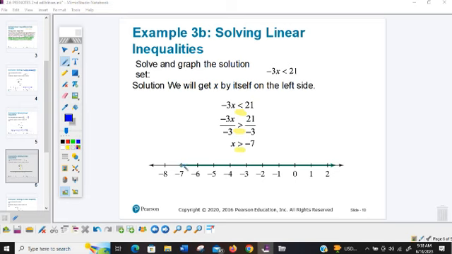Because it doesn't have an equal to, we have an open dot here. Okay, and then we follow the arrow, we shade to the right. So every number that is shaded in makes this statement true.